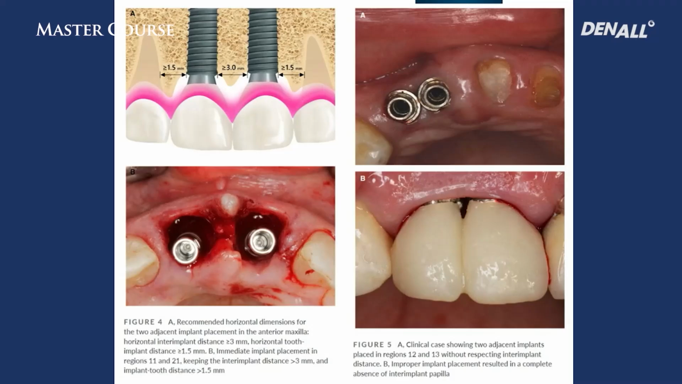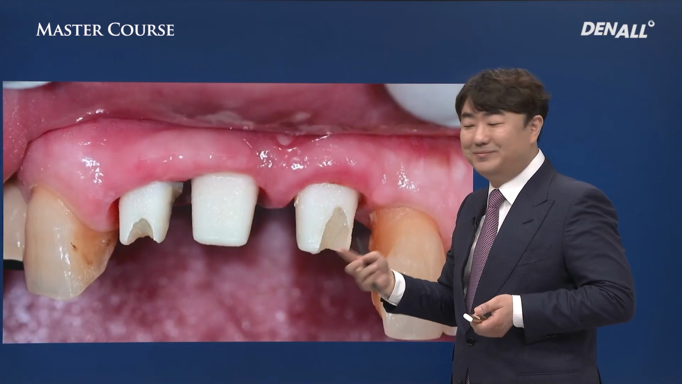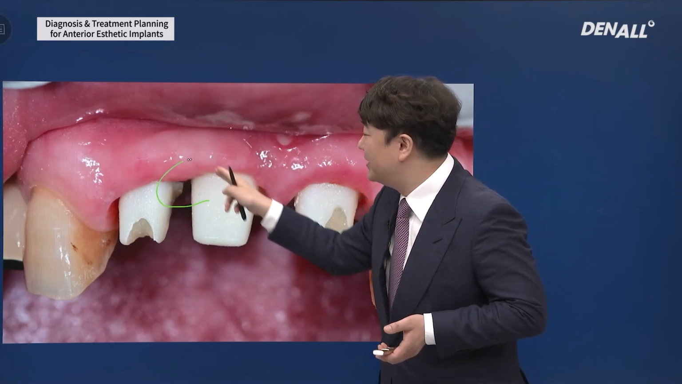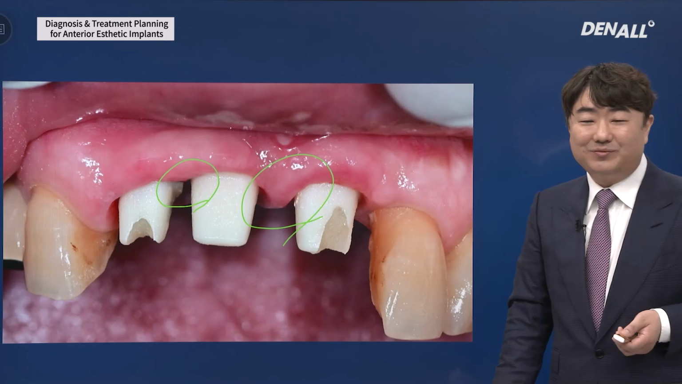This is an image from the literature. There needs to be 3 millimeters of distance between implants and 1.5 millimeter of distance with a natural tooth. If you place implants like this, papilla will disappear, and that's actually a work of mine. The papilla is mostly gone, and you can see papilla here.